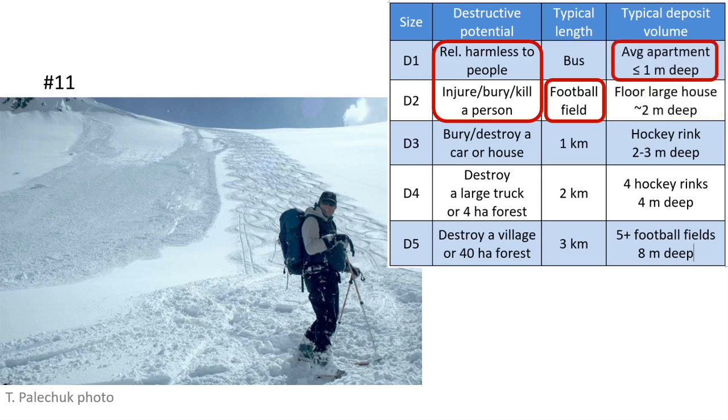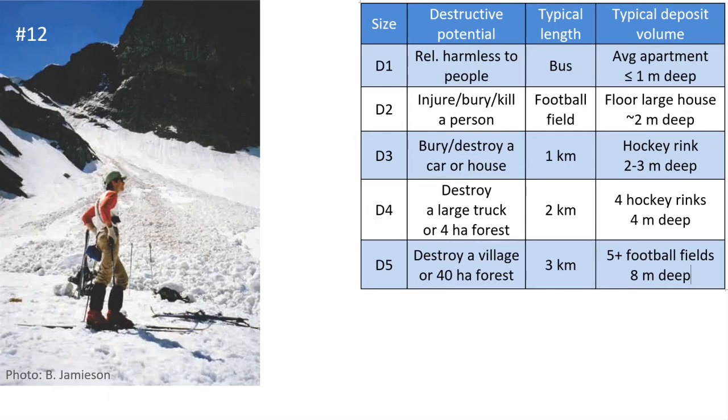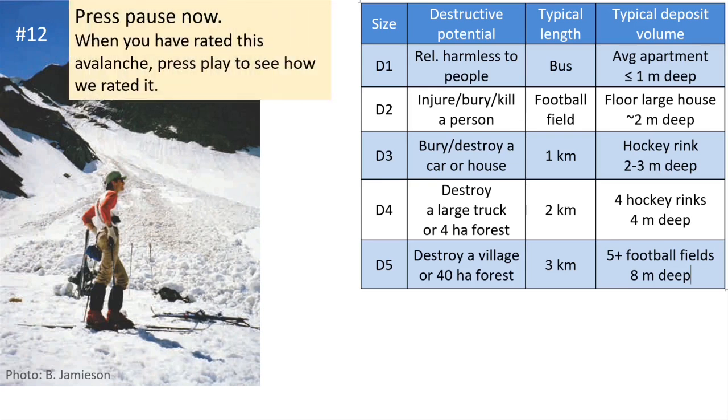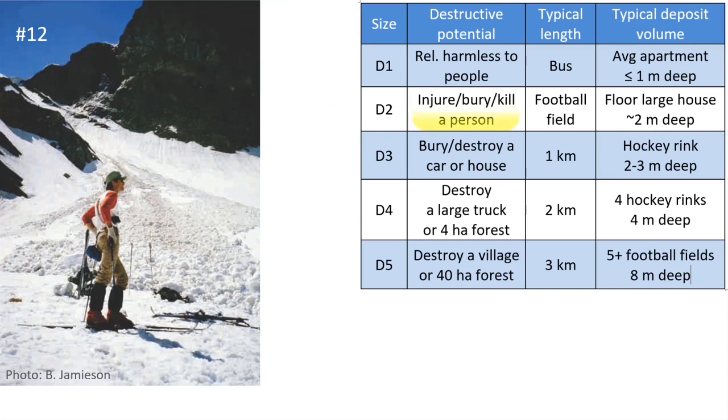Since we have more confidence in the deposit volume than in the destructive potential, this avalanche is a D1. This is a wet avalanche in the Canadian Rockies that was triggered by cornice fall on a warm spring day. The skier and his friends were taking a lunch break and sitting on their packs. Press pause now. The wet avalanche was slow enough so the skiers were able to run away from it. The wet avalanche could certainly have injured a person who did not move away.